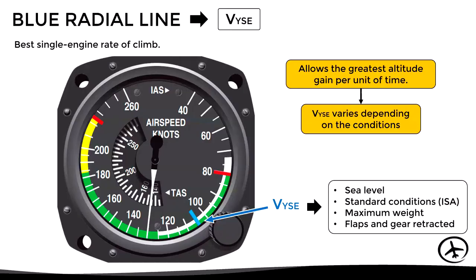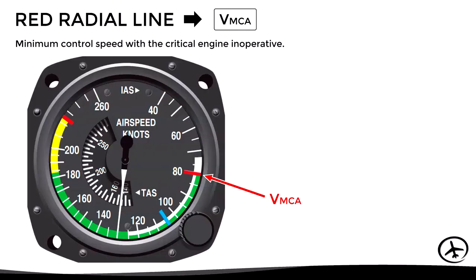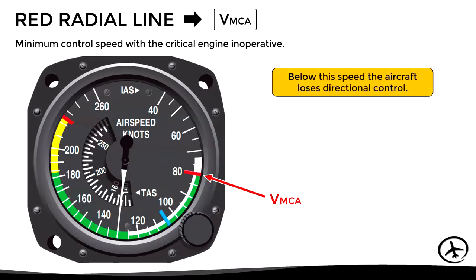The other instrument marking that we will find in a twin-engine aircraft is the red radial line, which represents the minimum control speed. This is identified as the VMCA, and it is the lowest speed at which the aircraft can maintain directional control when the critical engine is inoperative.